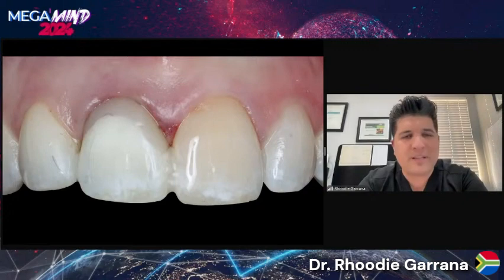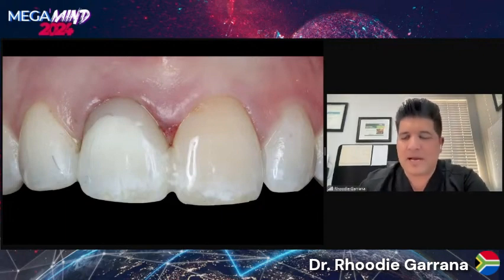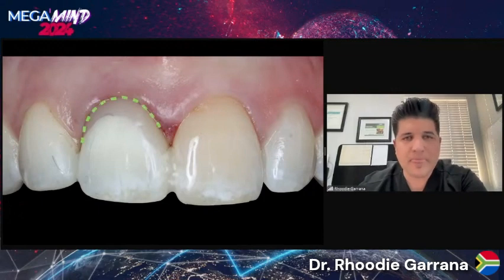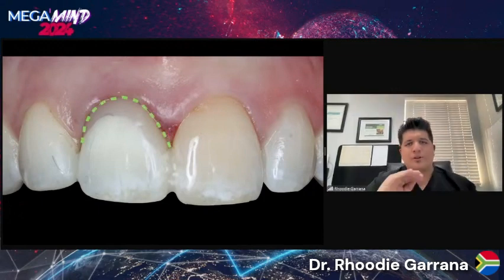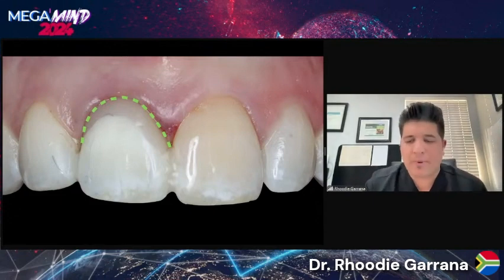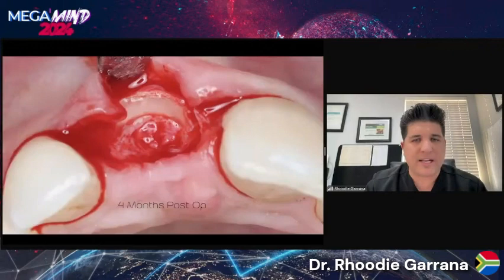Is it a perfect provisional? No, but I believe that a removable partial denture would destroy the soft tissue architecture there over time. It's not ideal. This is the best I could give them in this situation. And so making sure to copy the architecture of the soft tissue from the contralateral side.